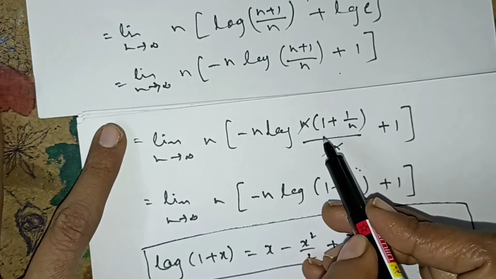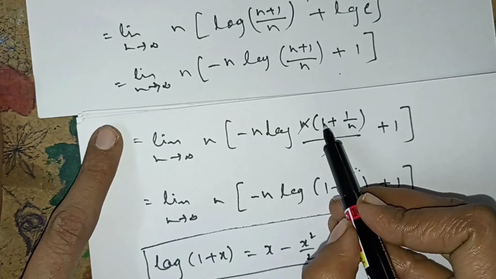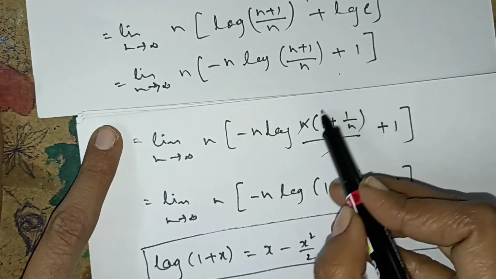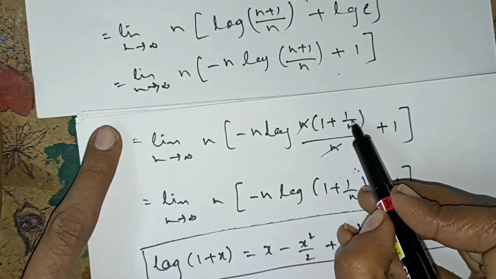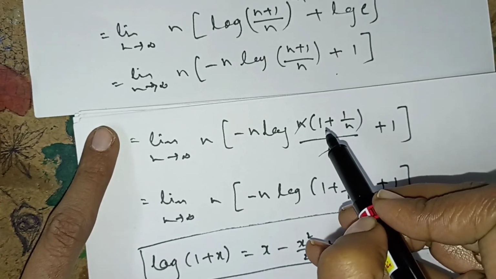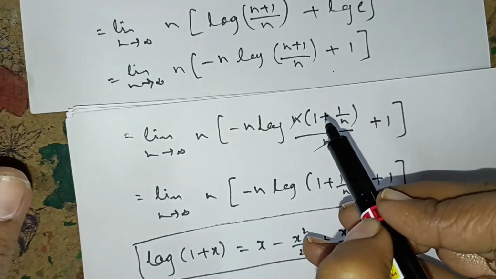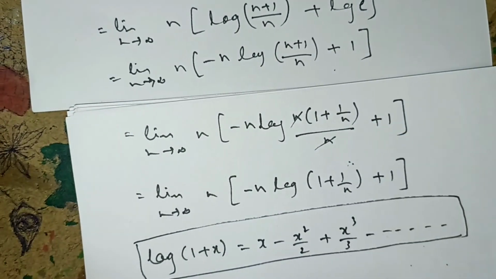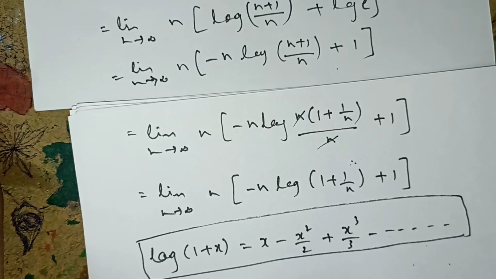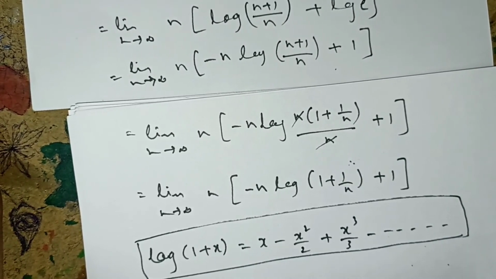Now when we have to apply this formula for log of 1 plus x, you cannot apply this formula for log of 1 plus n or n plus 1. You have to convert that in the form of 1 plus 1 by n, and then only you can apply. You cannot apply this formula for log of 1 plus n. It should be in the form of 1 plus 1 by n.